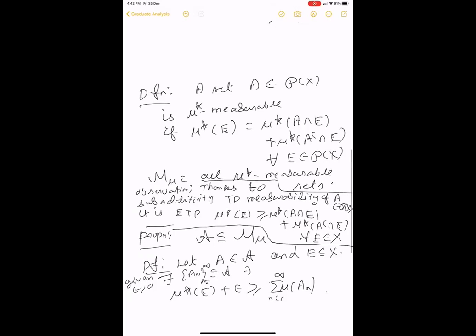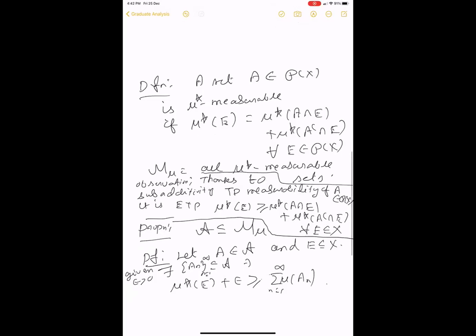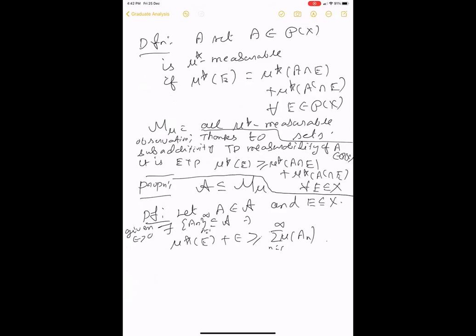Now we know that mu is a sigma additive function. So A and A complement are disjoint. In particular, AN intersection A and AN intersection A complement are disjoint.